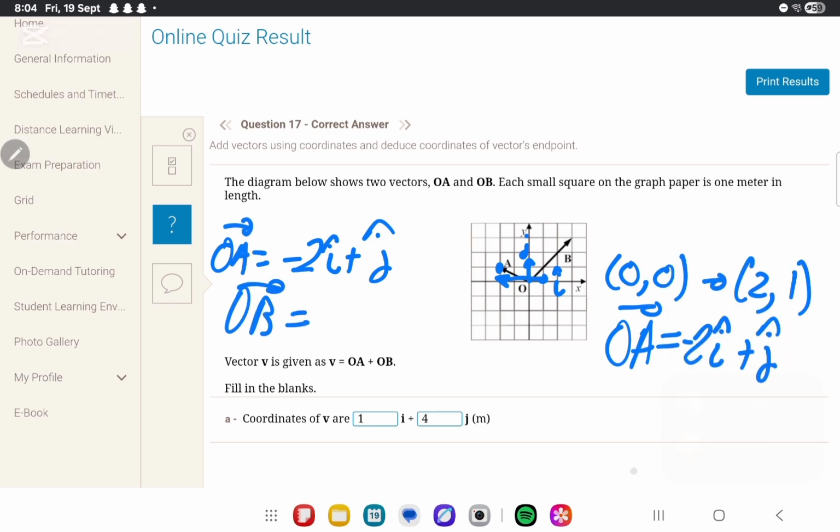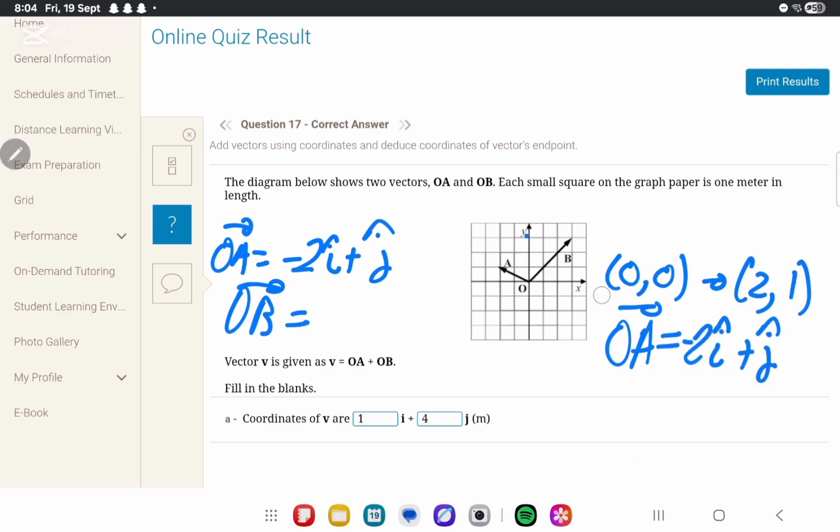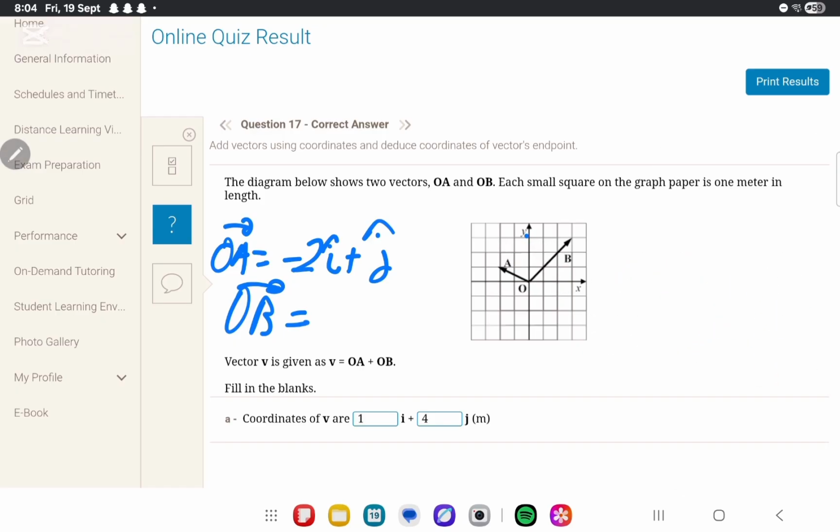OB is equal to, let's erase all of this. OB is 1, 2, 3, so 3I, plus 1, 2, sorry, 3J, I forgot this one. 1, 2, 3, so 3J.